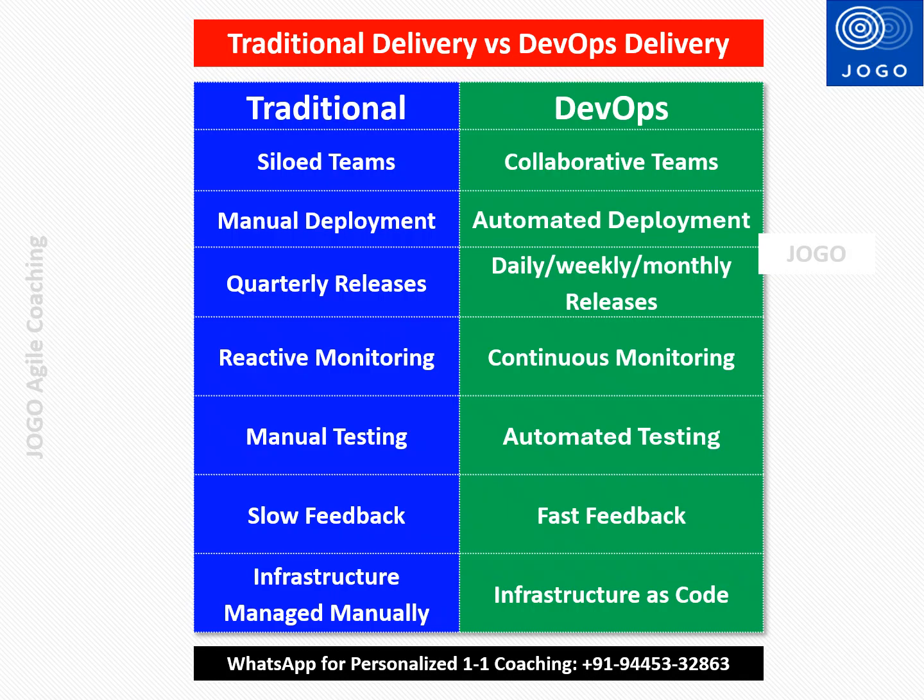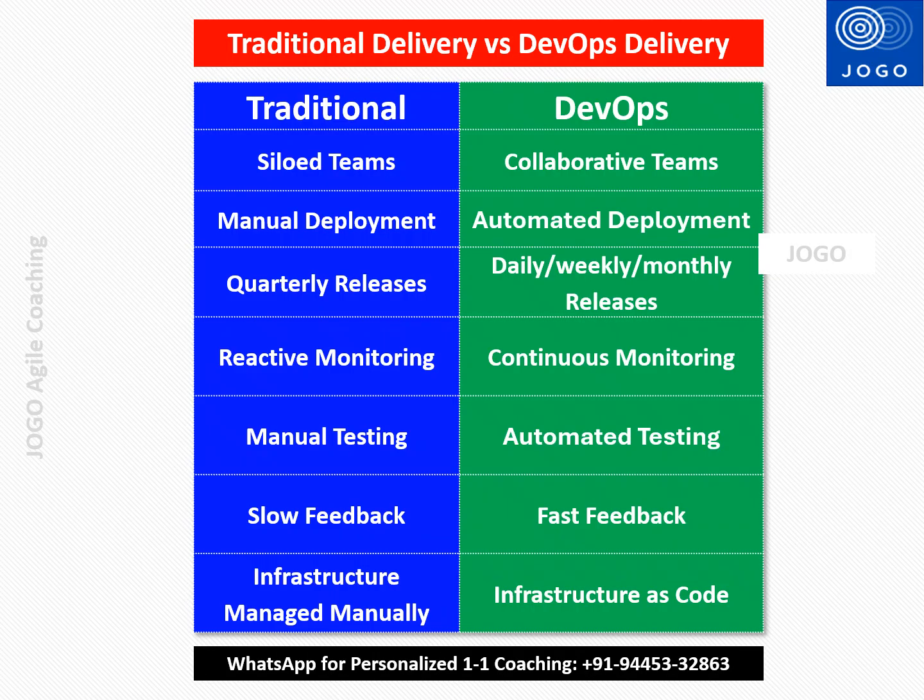And in terms of monitoring, in the traditional way of working, we will be monitoring reactively, and whenever a failure happens, we will download the logs and analyze the issues. But when you go for the DevOps delivery, continuous monitoring will be happening. Monitoring for the database, monitoring for the application, monitoring of the logs, monitoring of the system stability. Everything will be monitored continuously. So this is the advantage of DevOps delivery.